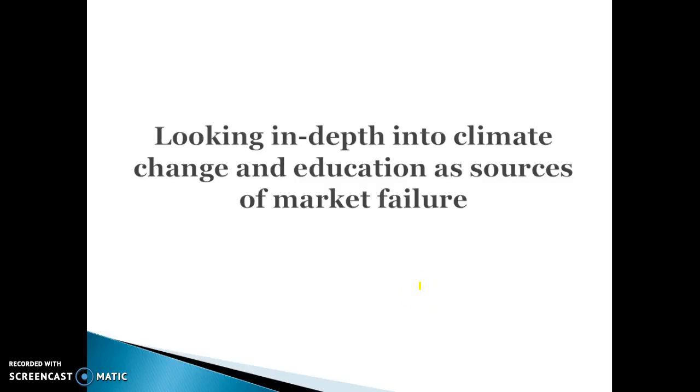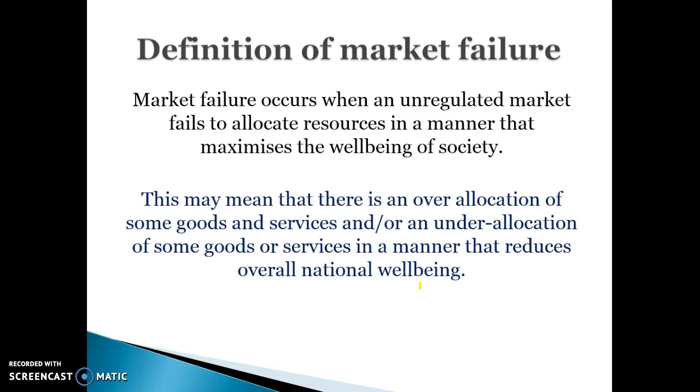Right, in this video we're going to be looking at climate change and education as different sources of market failure and discussing why they are types of market failure. So the definition of market failure, we've looked at this in other slides, it occurs when an unregulated market, so a market without government intervention, fails to allocate resources in a manner that's going to maximise the well-being of society. So you need to put the unregulated part into your answer.